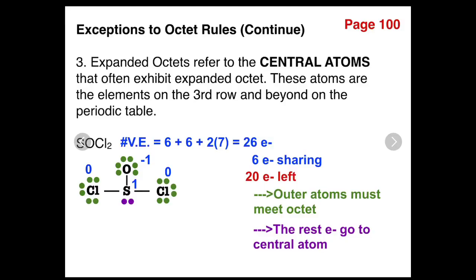But wait a second, what if I change the single bond on oxygen to be a double bond? Would that be possible? The answer is yes, because in this case, oxygen still has an octet, chlorine still has an octet, right? The only thing that exceeds an octet is sulfur, because right now sulfur has 1, 2, 3, 4, 5, 6, 7, 8, 9, 10. So it seems to be valid because the outer atoms meet an octet, and sulfur doesn't meet an octet, but it is part of the exception, right? Because sulfur is on the third row, it can accommodate more than 8 electrons.